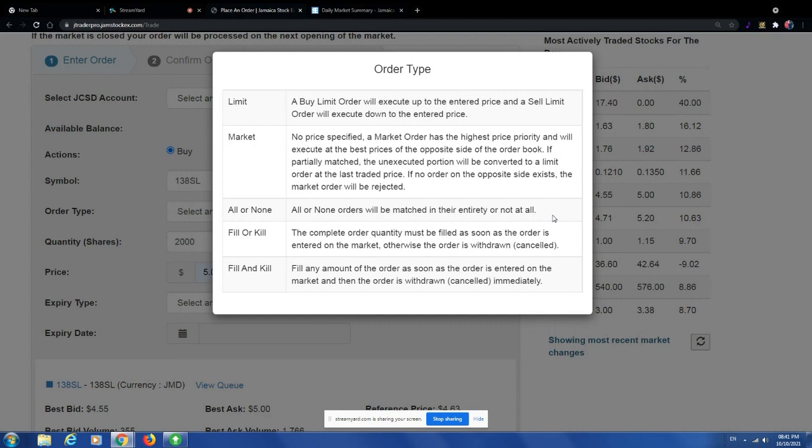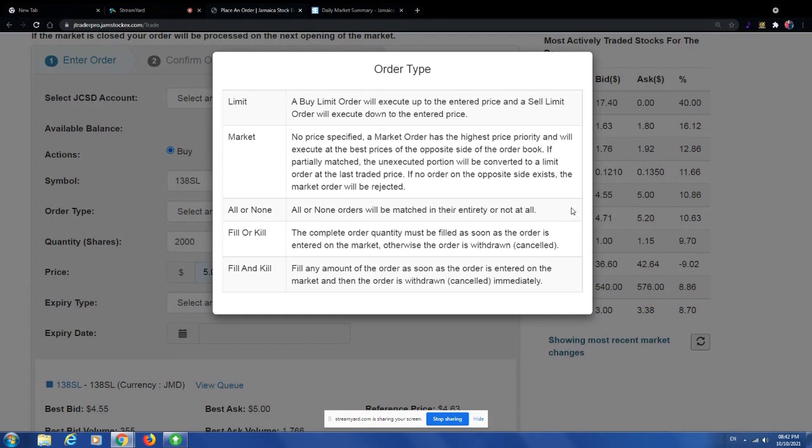All or none basically means that the order has to be filled in its entirety or it doesn't get filled at all. Fill or kill basically means this order goes on the market, and it has to be filled quickly or it's cancelled, so the order has to be filled in a particular time span. I never used fill or kill before, but they basically explain themselves. If one criterion isn't fulfilled, the order gets cancelled, and if it is fulfilled, the order goes through.